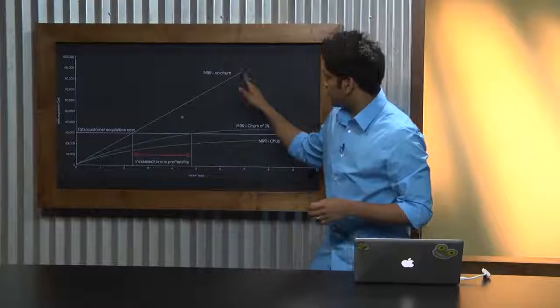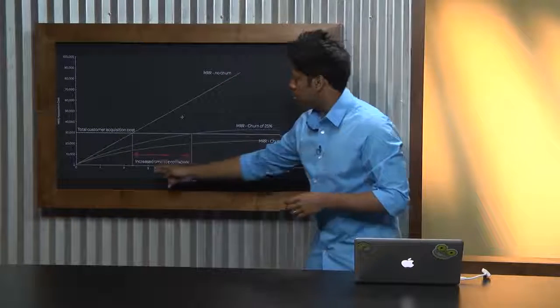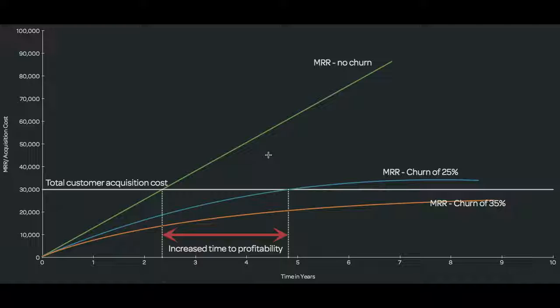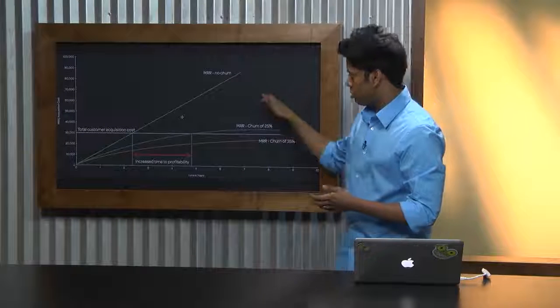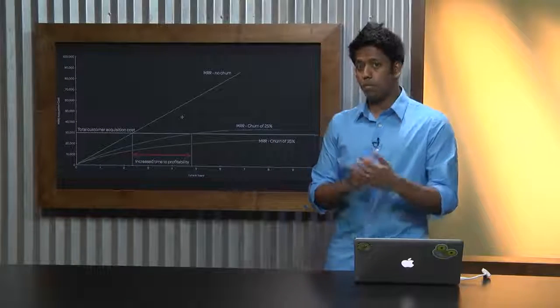So originally, with the green line in the no churn MRR, it took us 2.5 years to reach break even. With 25% churn, which is realistic, then you see it takes longer to get to profitability. We're almost taking 5 years. That's twice the amount of time it takes to reach profitability with just a 25% churn rate, which is a huge time gap. And then there's a potential third scenario that's even more negative.